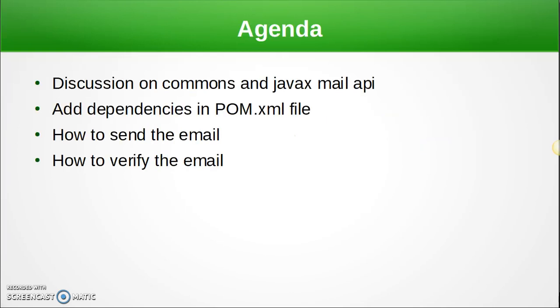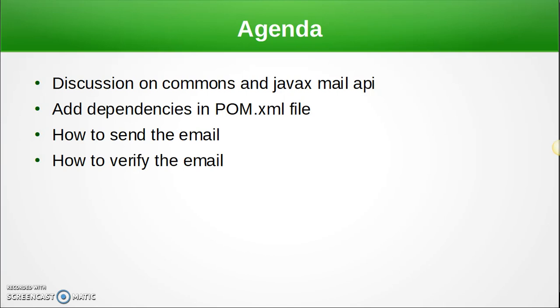Okay, so these are the points we have on today's agenda: what is Commons and the JavaMail API, what is the value of these, and what are the features of those. We will also see which dependencies we need to add in the pom.xml file, and apart from that we will see how we can send and verify the emails.